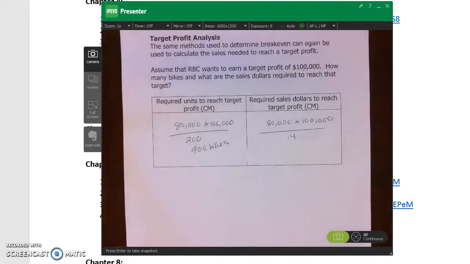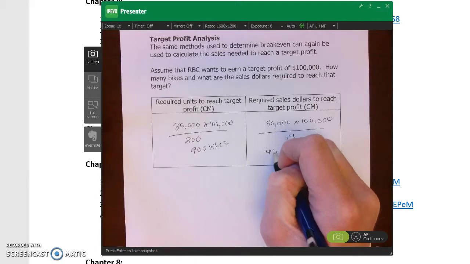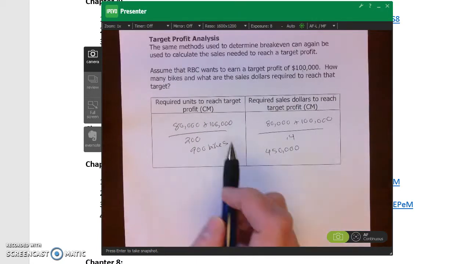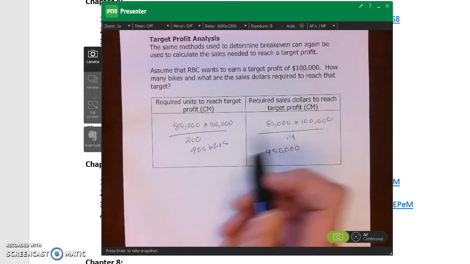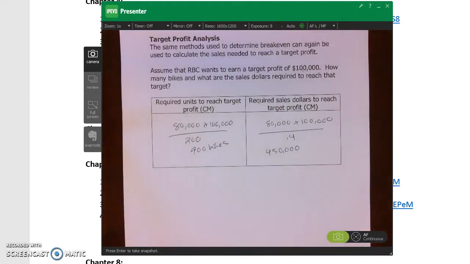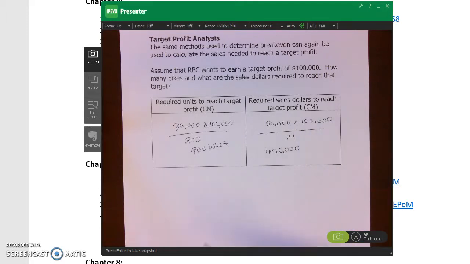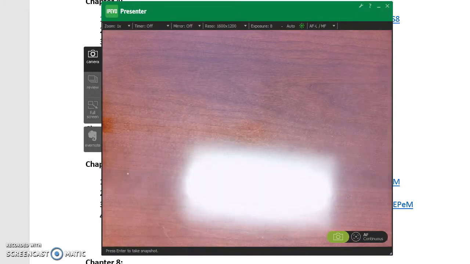And over here, that translates to $450,000 in sales. In this case, again, you could take the 900 bikes times the $500 per bike to get to the 450,000. That's because we sell one bike. But if you sold multiple bikes, as we'll see in another problem, that muddies the water quite a bit. It might be easier to work in terms of sales dollars. On the next page, I have a quick check problem.